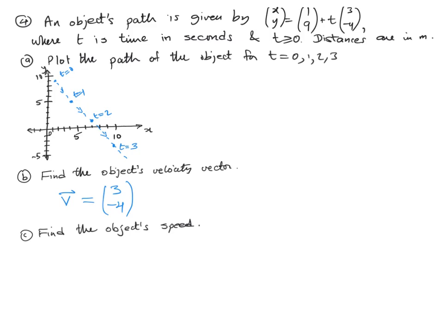Now it says find the object's speed. Well, speed is just the magnitude of velocity. So the magnitude of the v vector is going to be the square root of 3 squared plus negative 4 squared, and you might recognize that. It's going to be 5, and the units for speed are going to be meters per second. And so that's that one.